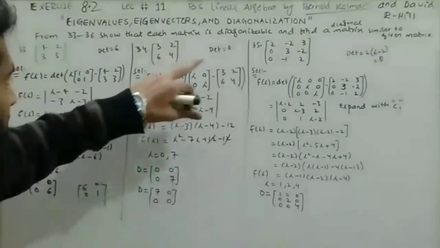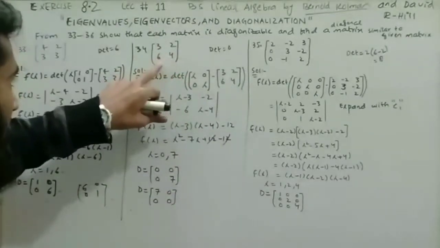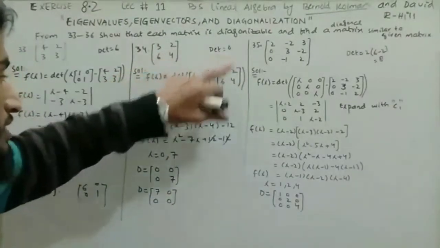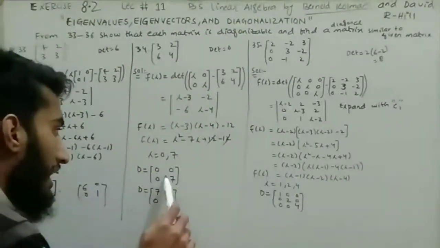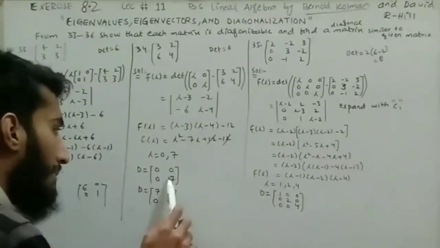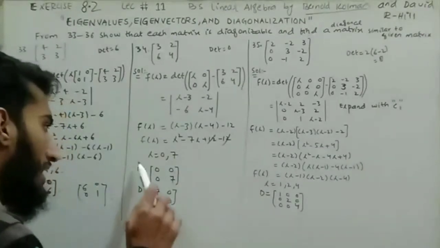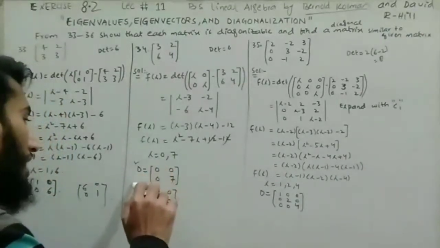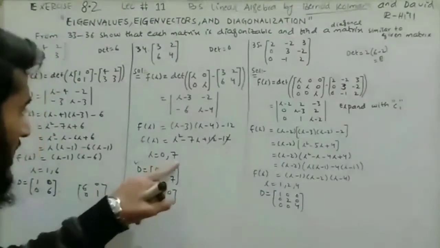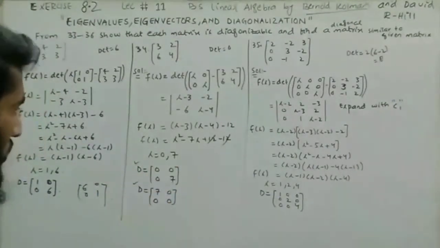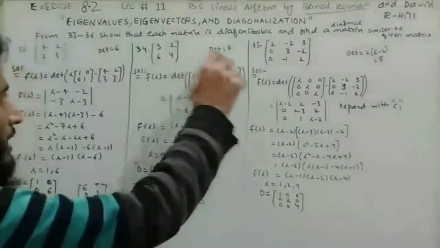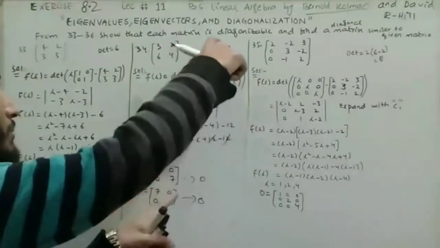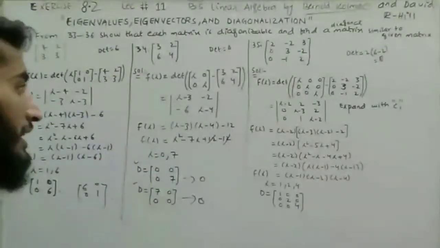Now the determinant of the given matrix is 0, because 3 into 4 is 12 and minus 6 into 2 gives us 12, so it gives us 0. So over here 0 and 7 are the eigenvalues, and they will lie along the diagonal. We can write it either 0, 7, or by flipping it, 7, 0. So we can write it either in this form or in this form. And the non-diagonal entries should be 0. The determinant of this matrix is 0, the determinant of this matrix is 0, and the determinant of the given matrix is also 0. It means that the given matrix is similar to this diagonal matrix.